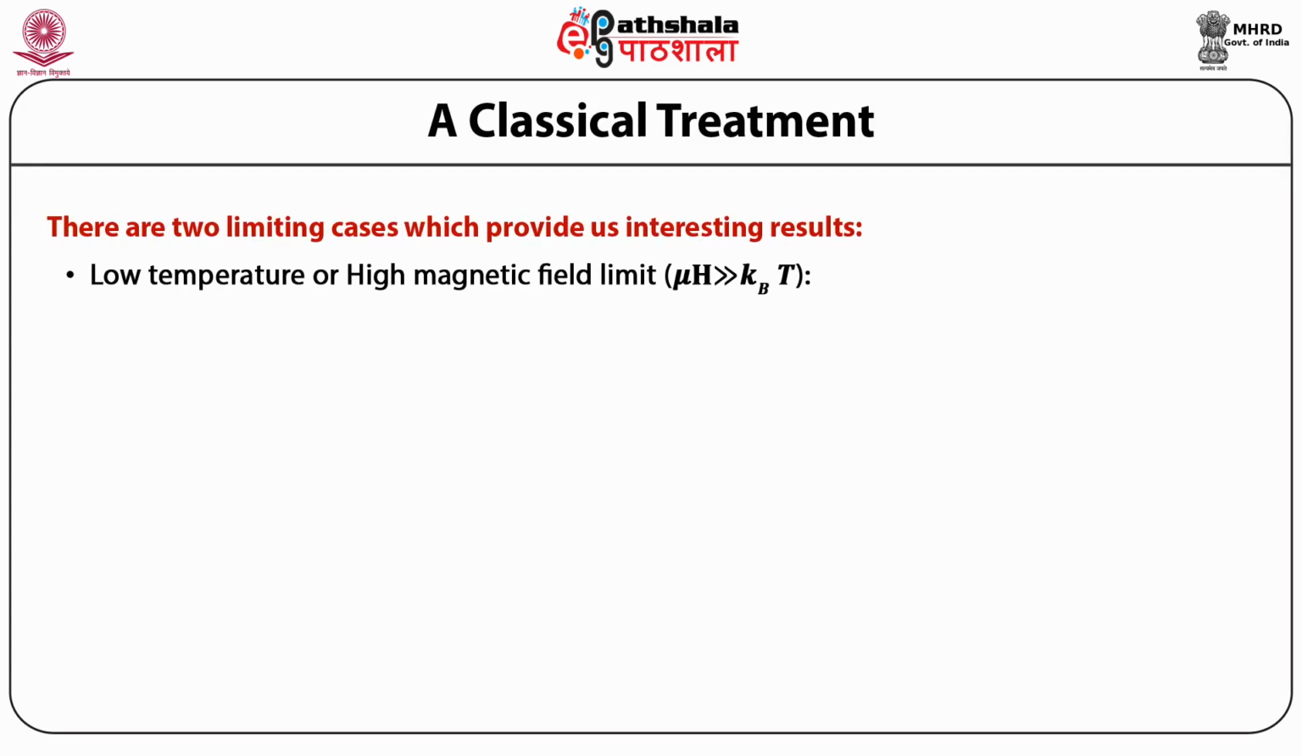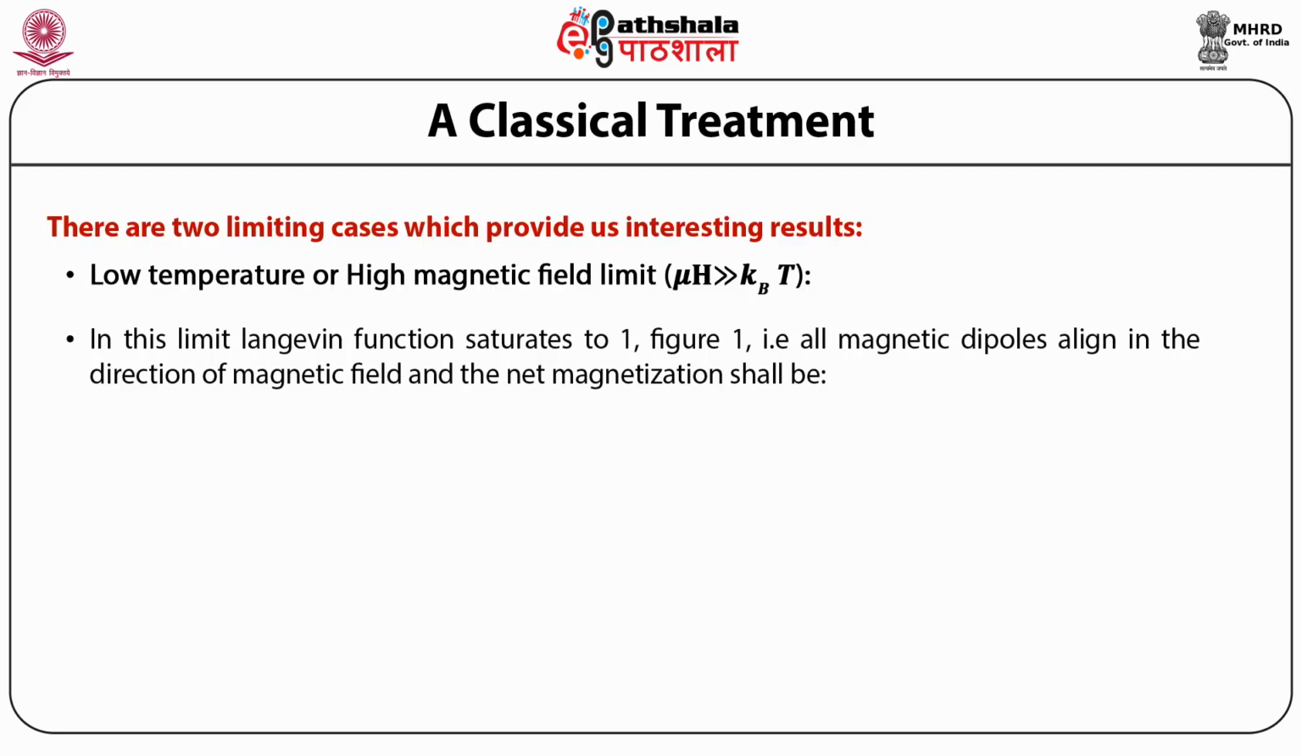Low temperature or high magnetic field limit, that is, μH is very much greater than k_B T. In this limit, the Langevin function saturates to 1, as is obvious in figure 1, that is, all magnetic dipoles align in the direction of the magnetic field and the net magnetization shall be M = n μ.